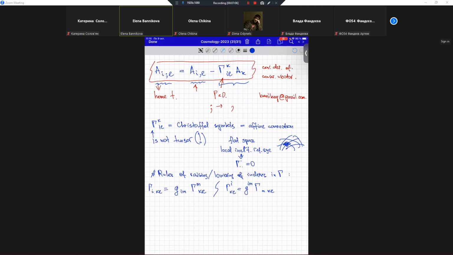Now let's consider the covariant derivative of a tensor of the second rank. Let's go.